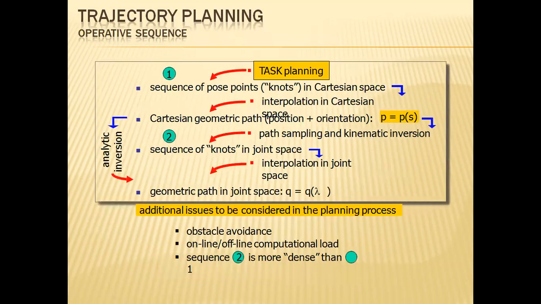So the trajectory planning sequence. First one, the sequence of via points, indeed the sequence of via points in the Cartesian space. The conditions of interpolation should be satisfied, that is, the interpolation in Cartesian space should be satisfied, and for that Cartesian geometrical path, the position and orientation need to be analyzed. The second condition is the sequence of nodes in joint space, nothing but interpolation in the joint space, that leads towards the geometrical path in the joint space.